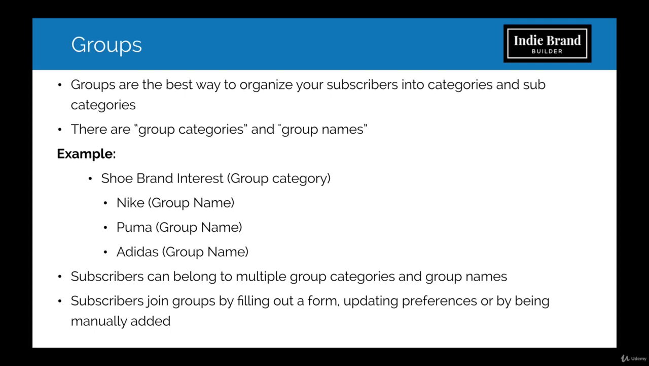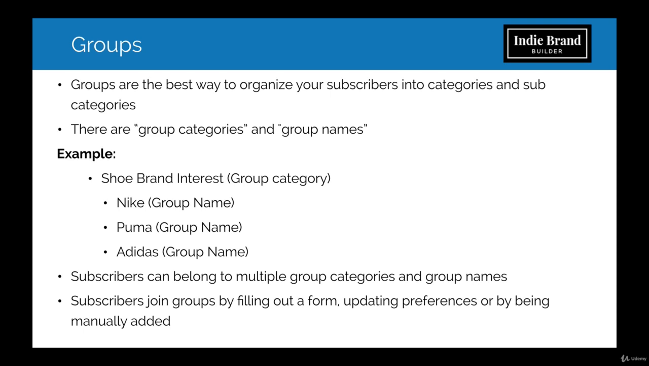Let's talk about groups. So groups are really the best way to organize your subscribers into categories and subcategories. So inside of MailChimp, there are things called group categories and there are group names. So for example, if you were a retailer of shoes or footwear, the group category would be, for instance, the brand that someone is interested in. And the group names within that group category would be the actual brand names themselves. So Nike, Puma, and Adidas. So as you can see, based on this structure, subscribers can actually belong to multiple group categories and group names.